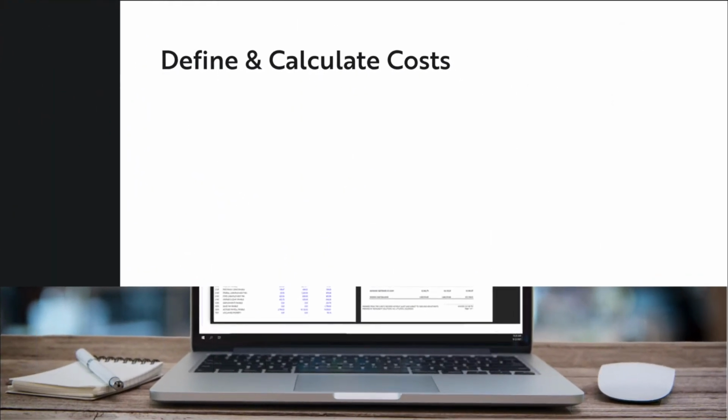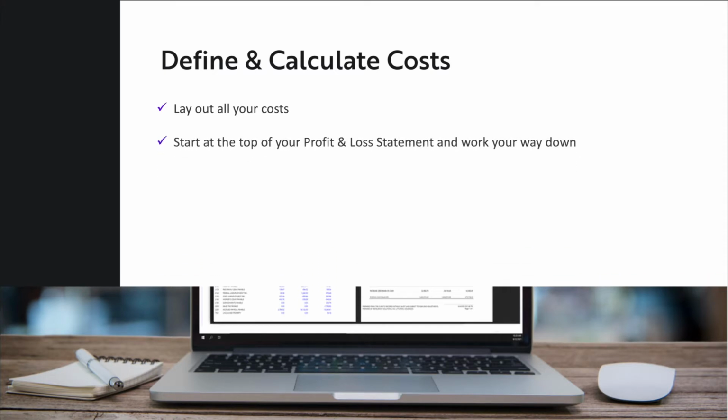You've got to start by defining and calculating your costs. For managers not sure how to budget for a restaurant, start from square one and lay out all your costs. Intimately understanding your monthly expenses helps to form a realistic budget. From food and labor costs to promotional costs and more, we find it best to start at the top of your profit and loss statement and work your way down.